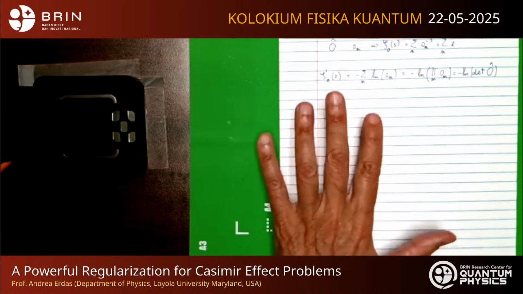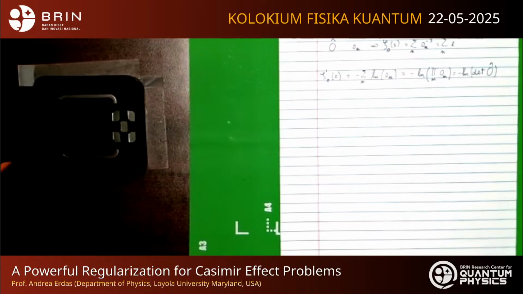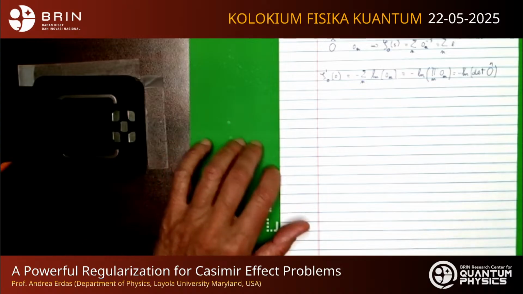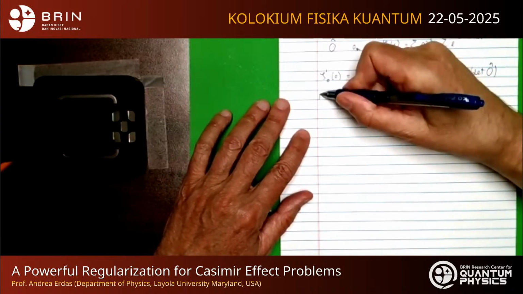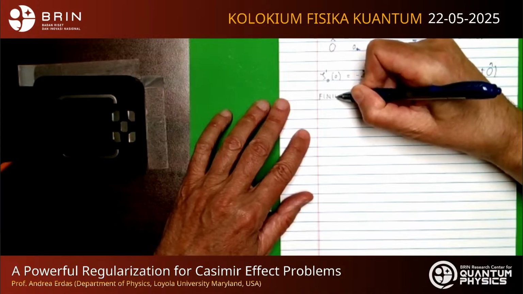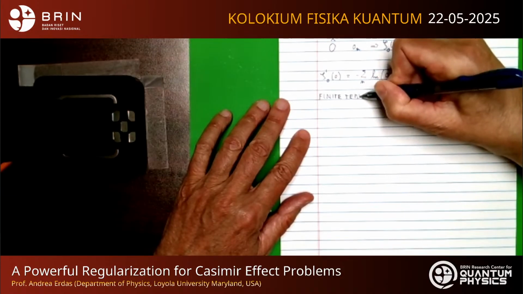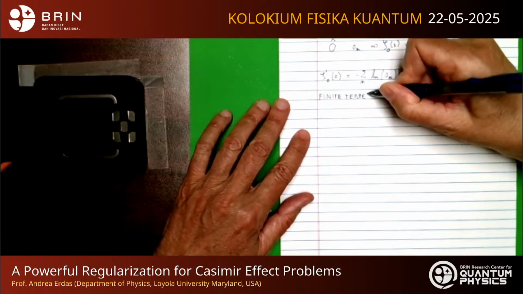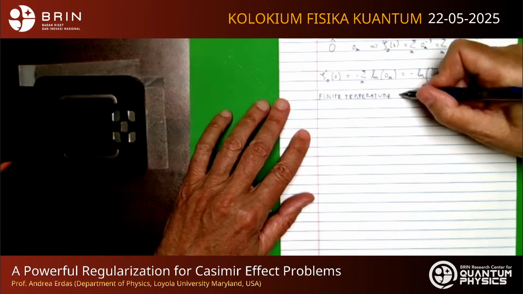And so this technique is used to evaluate effective potentials in quantum field theory and is used to compute thermal corrections, magnetic corrections to Casimir energies. And now I will show you how to do that. So first we look at the finite temperature Casimir effect.